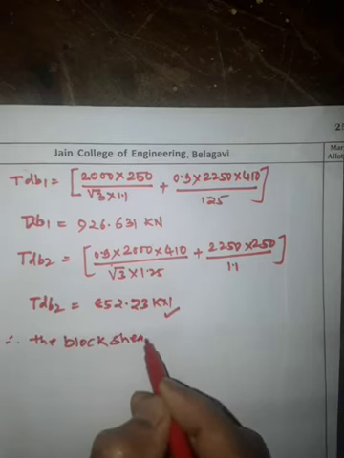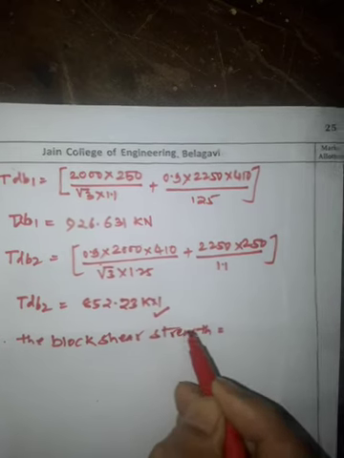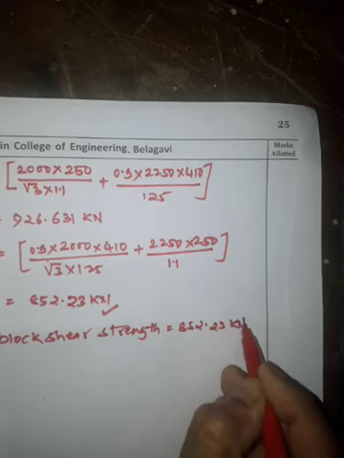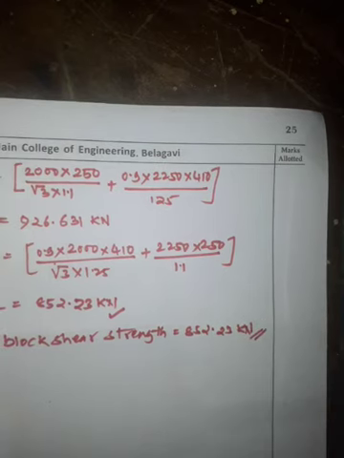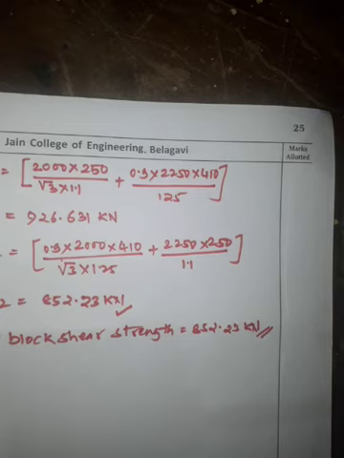Therefore the block shear strength is equal to 852.23 kilonewton. So this is regarding the block shear strength when one plate is connected to another plate with a welded connection. For today's session this is the second problem.